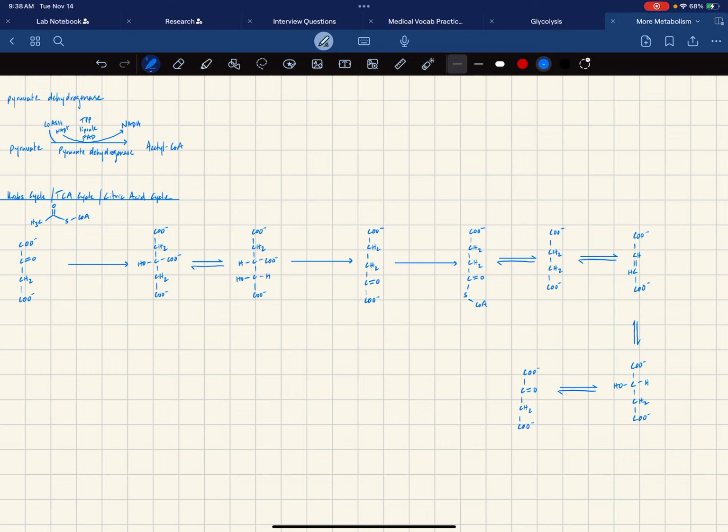So pyruvate dehydrogenase is this big enzyme complex. It's going to put in a CoA, it's going to put in an NAD plus, and it's going to use these cofactors that it has: thiamine pyrophosphate, lipoate, and then FAD, to take your pyruvate to acetyl-CoA.